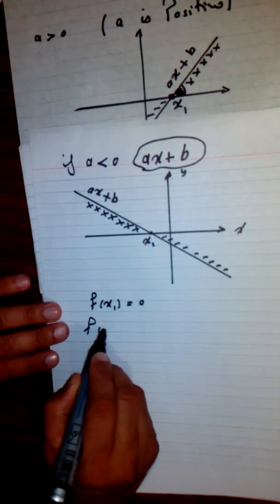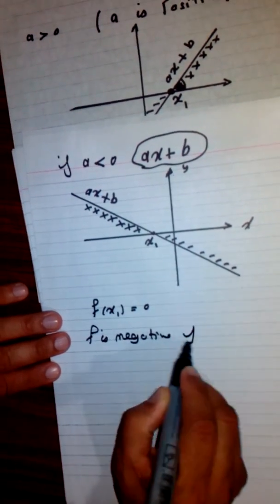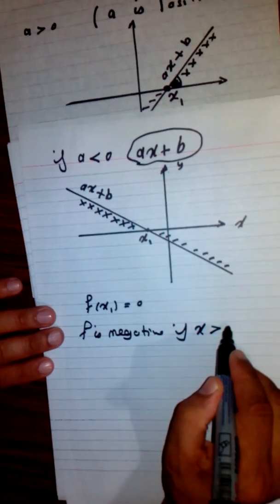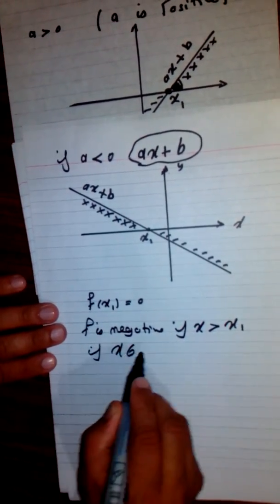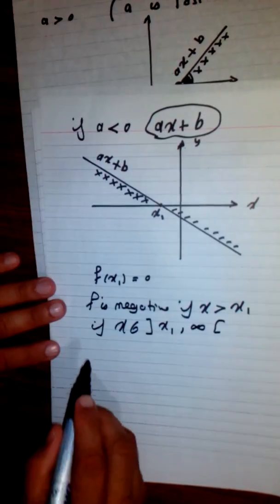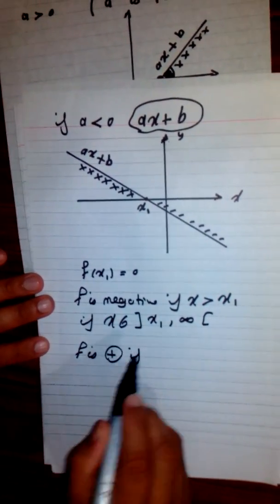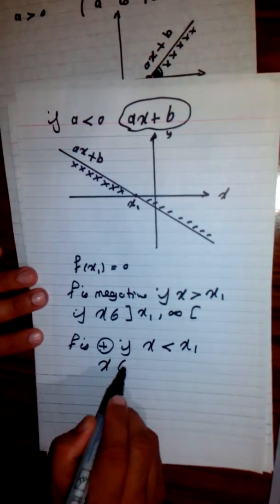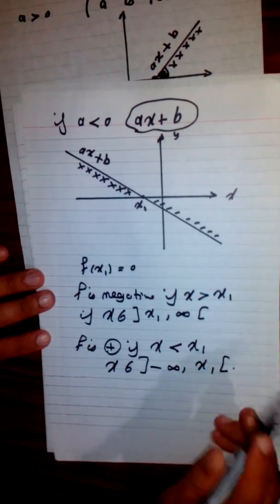So f is negative if x is greater than x1, x belongs to x1 and infinity. f is positive if x is less than x1, x belongs to negative infinity and x1.